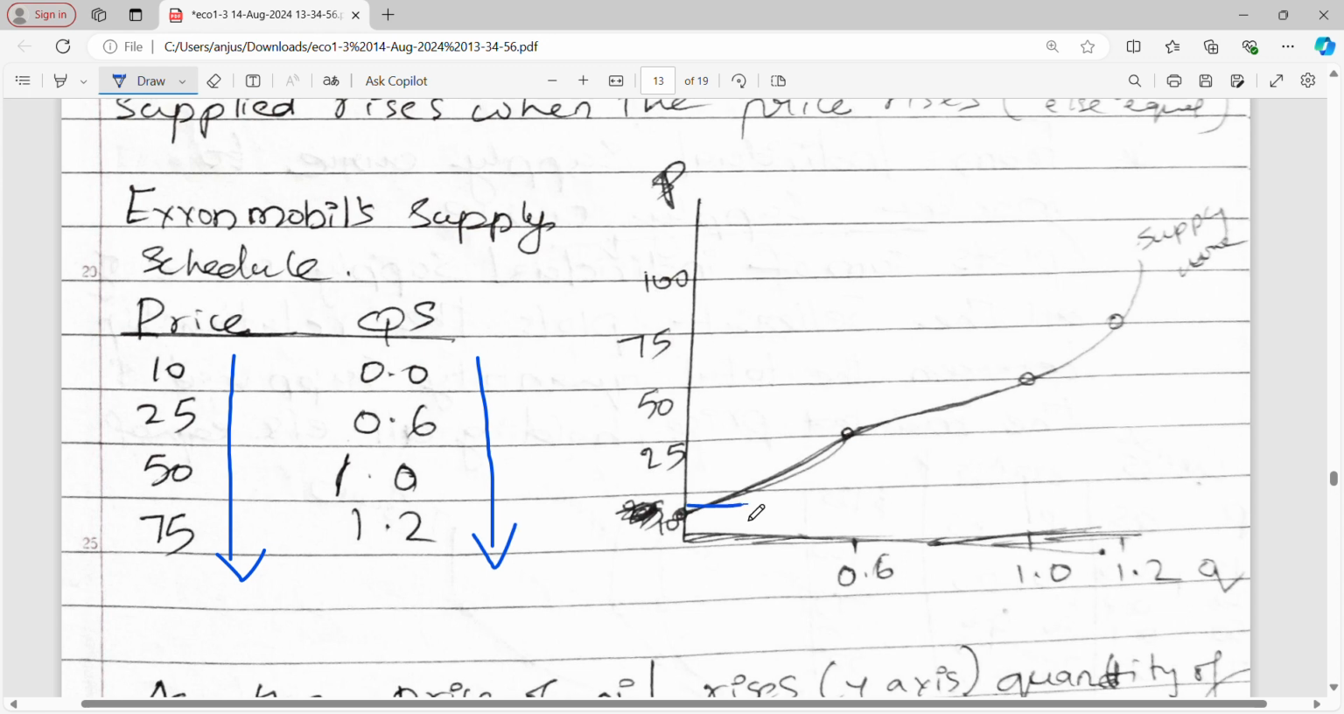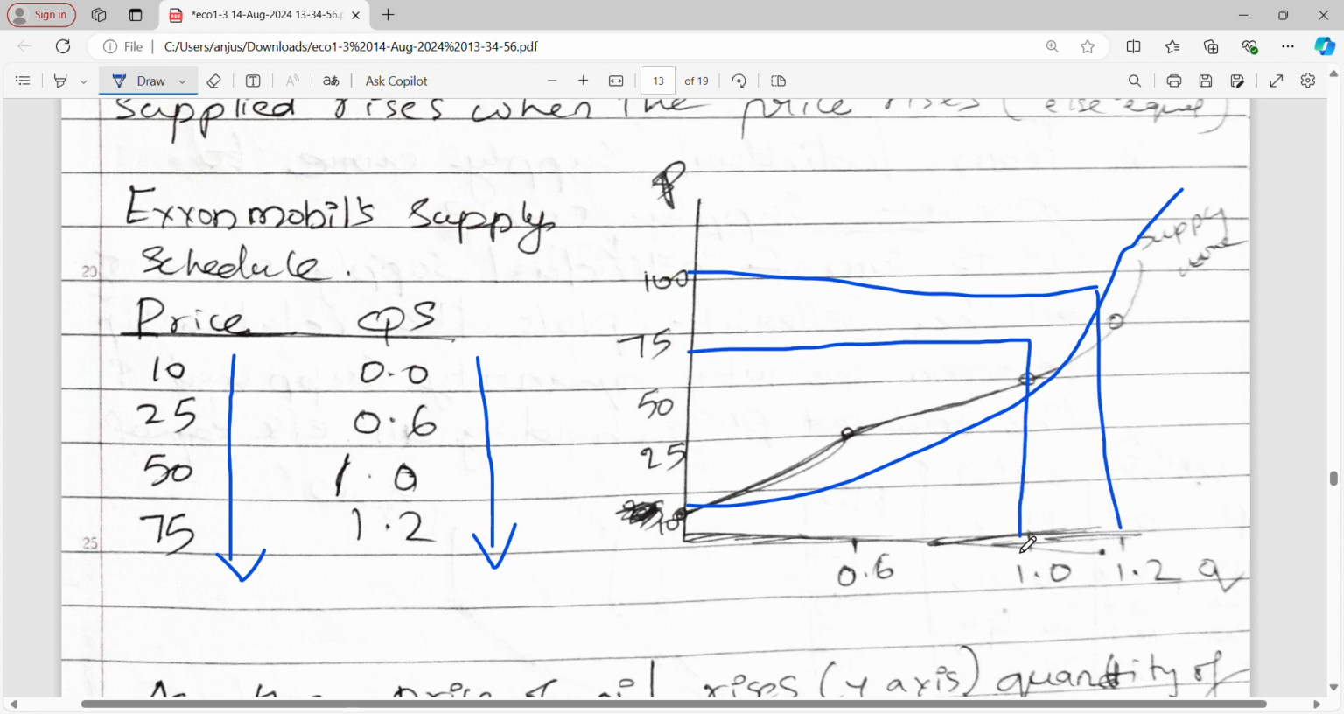Thus, the supply curve has an upward slope. In this graph, on the y-axis, the price of oil rises, and thus on the x-axis, the quantity of oil supplied also rises. When the price was 75 per barrel, the quantity supplied was 1 billion barrels of oil per year. As the price increased, the quantity also increased.